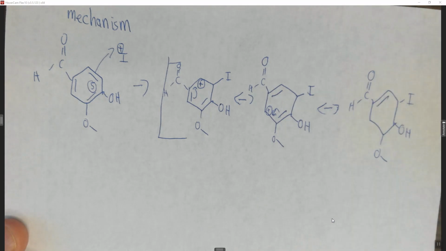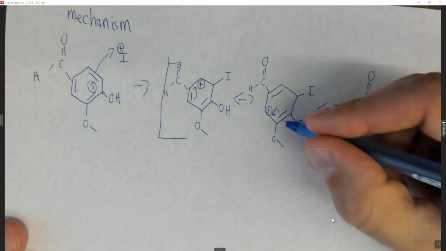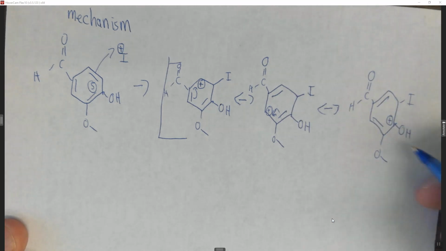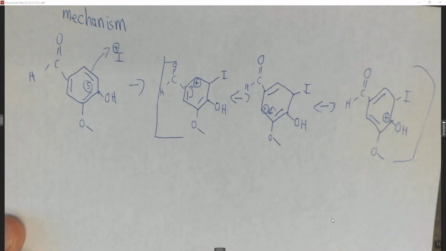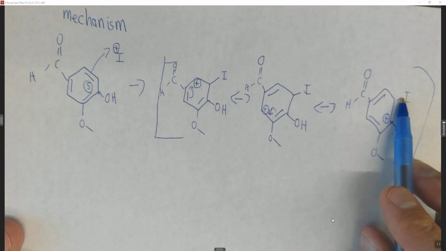This time, this double bond just went along for the ride, so I'm going to redraw it. This double bond moved here, and now we have this plus charge right here. And if you recall, there's lone pairs on this oxygen, and this can stabilize that positive charge, making it favorable for the iodine to add in the 5 position. So this is where we're going to preferentially get the iodine.